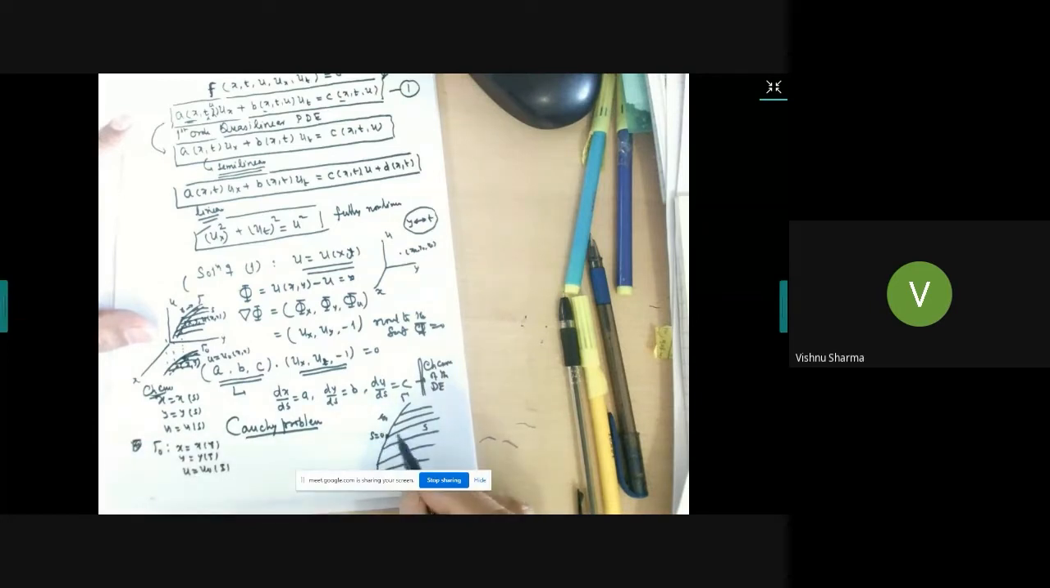S is measured from this point. And psi is the parameter along this curve. So at any point in this region, the entity would be a function of s and psi. Is that right?